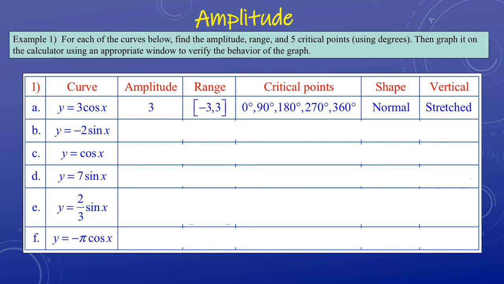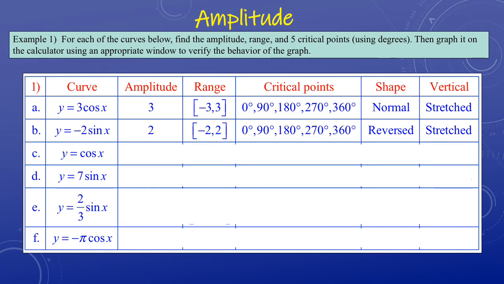In A, we have y equals 3 cosine of x. The amplitude is the absolute value of the coefficient of the cosine function, and that is 3, making the range negative 3 to 3. Our critical points are 0, 90 degrees, 180 degrees, 270 degrees, and 360 degrees. The shape is normal because the coefficient of the cosine function is positive, and vertically the curve is stretched because the amplitude is greater than 1.